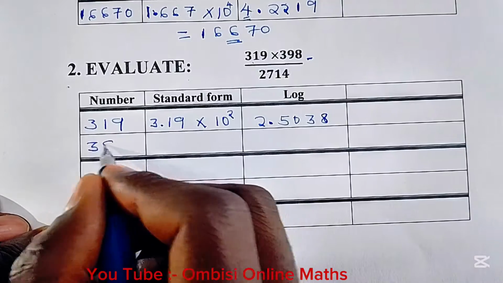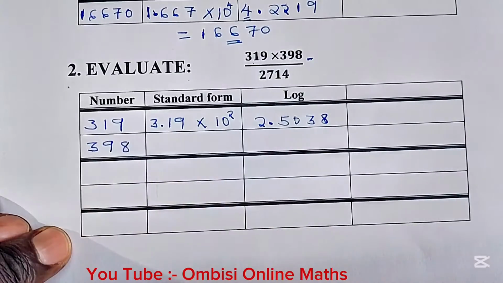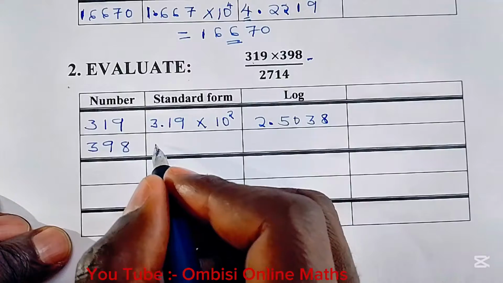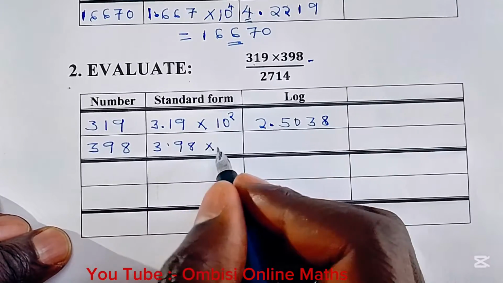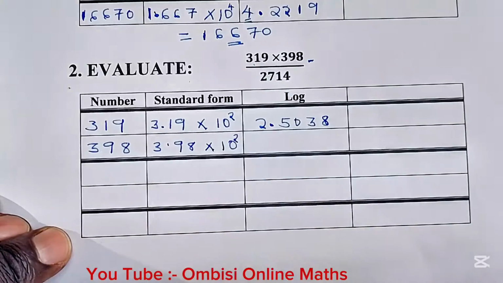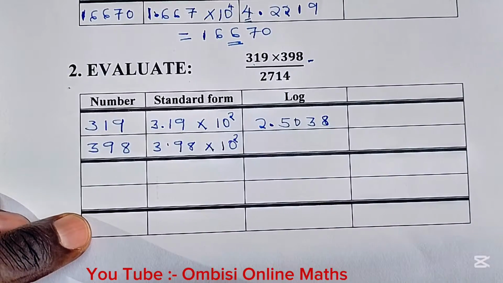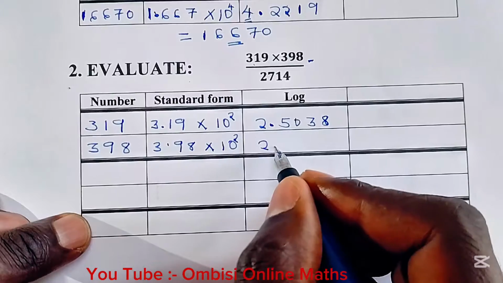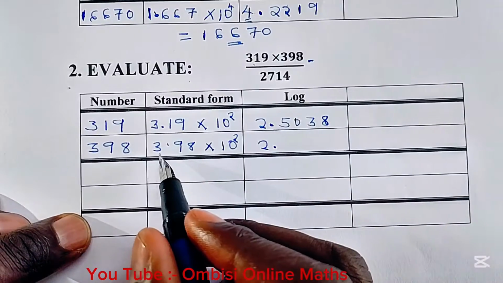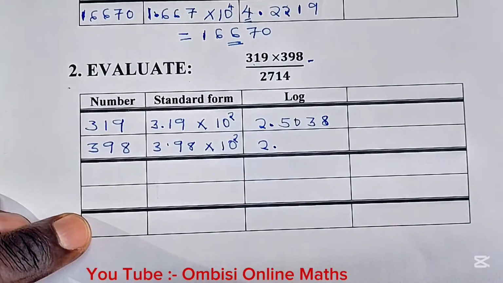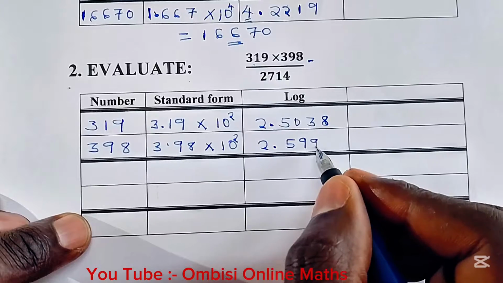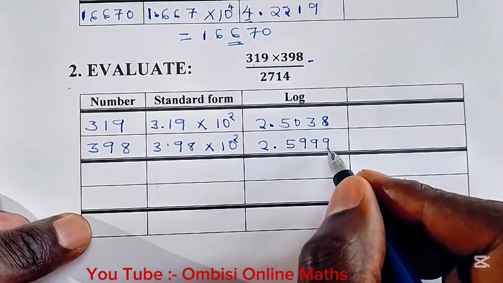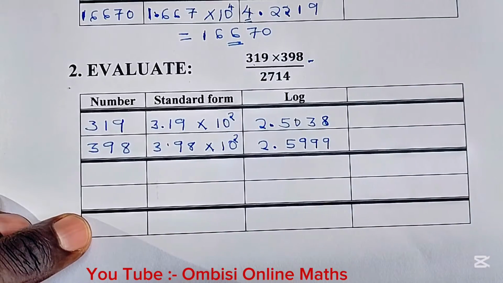The second number is 398. In standard form, 398 is 3.98 multiplied by 10 raised to the power of 2. So the logarithm is 2 point. Look for the logarithm of 3.98 from the mathematical tables, which gives us 5999.